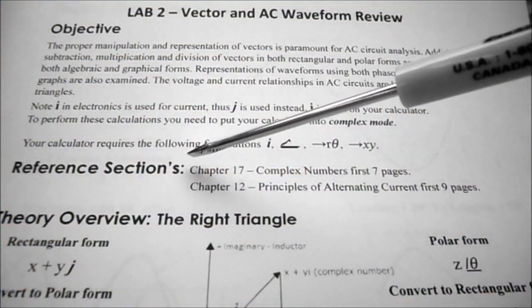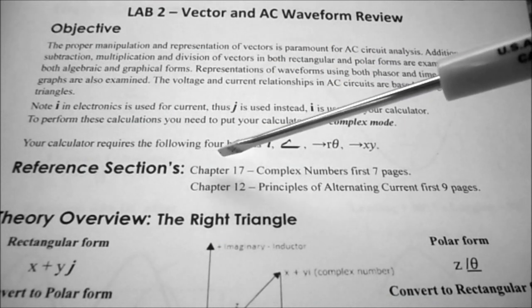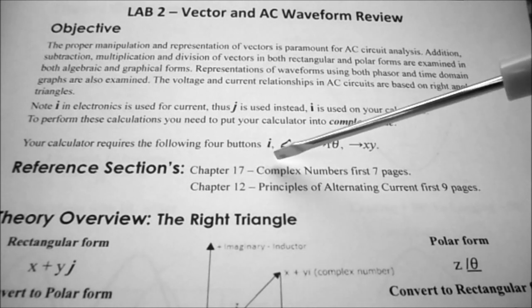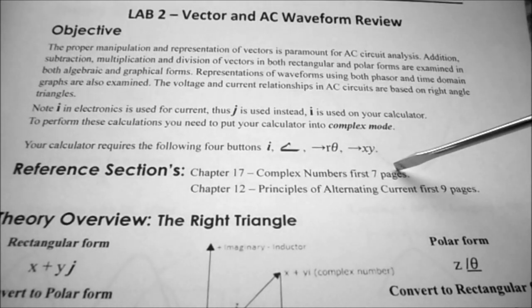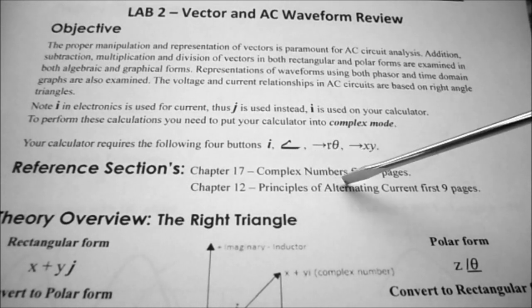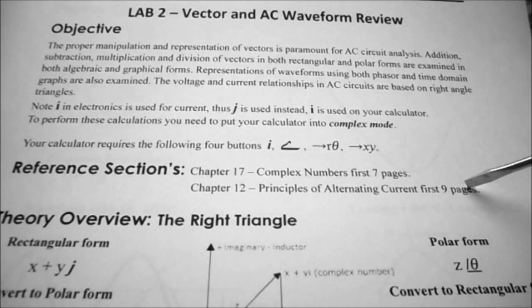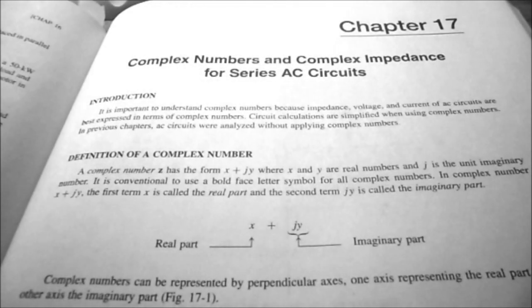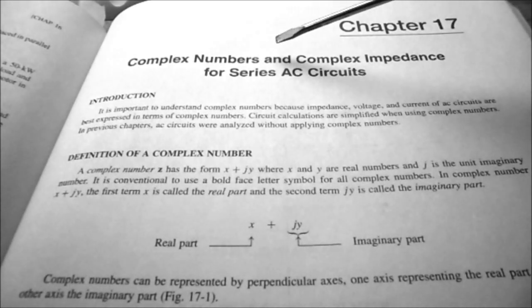The reference sections are from Sean's Outlines, Basic Electricity 2nd edition. Chapter 17 talks about complex numbers on the first 7 pages. And Chapter 12 talks about the principles of alternating current, and we're looking at the first 9 pages. So this is Chapter 17 from your textbook, where they talk about complex numbers.